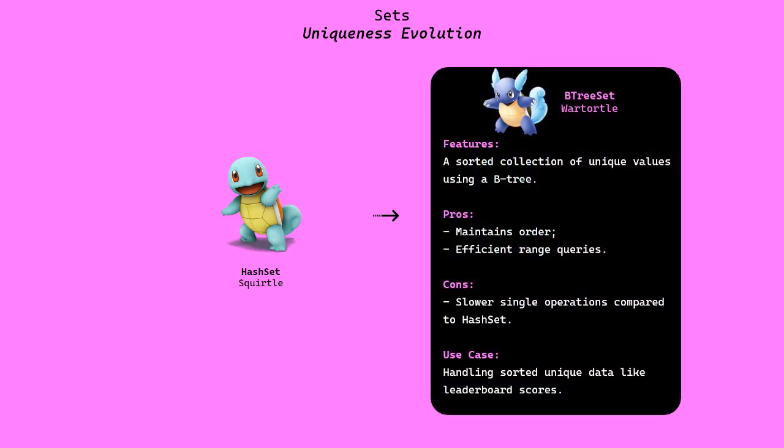Wartortle, or BTreeSet. Evolving from HashSet, BTreeSet brings order into the mix. Like Wartortle, with its enhanced agility and accuracy, this form organizes unique elements while still ensuring no duplicates sneak in. The use case is handling sorted unique data like leaderboard scores.